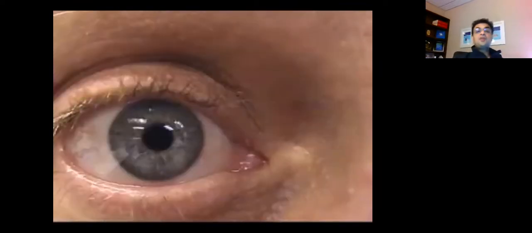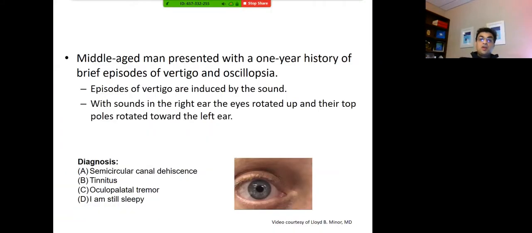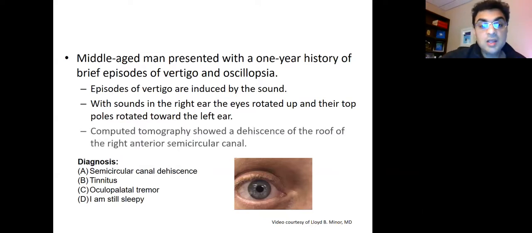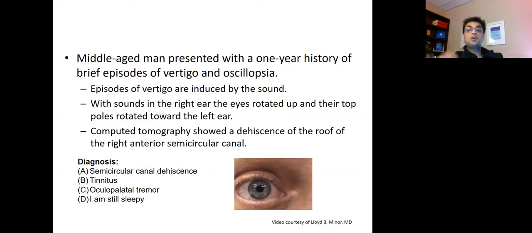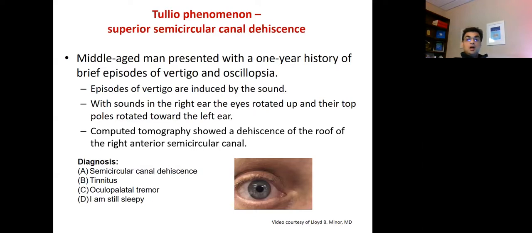So the diagnosis was semicircular canal dehiscence. With sounds in the right ear, the eyes rotated up and the top pole rotated to the left ear, which was a torsional eye movement, nystagmus, induced by the sound. The computer tomography showed a little niche, a little leak in the roof of the right anterior semicircular canal. It was dehiscence. The phenomenon is called Tullio phenomenon, also called semicircular canal dehiscence. Extensive research on this topic was done by my colleague Lloyd Minor, and the video also comes from Lloyd.